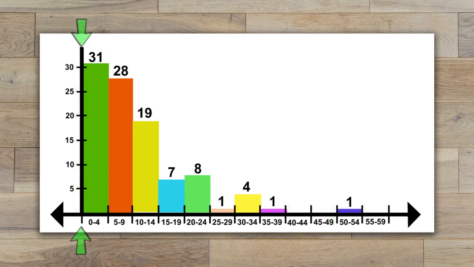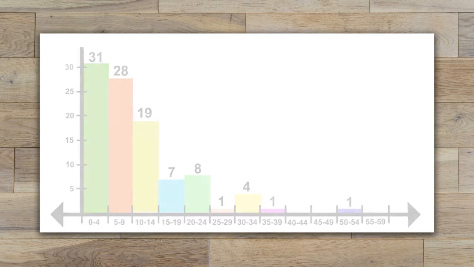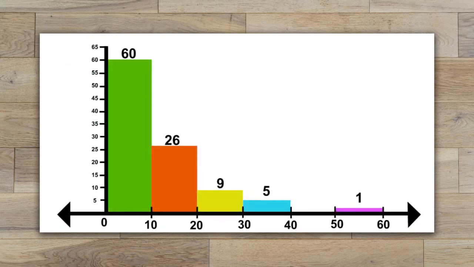The scale can be found on the vertical axis. On this histogram, the scale is counting by 5s. We can figure out how many data points were used to create this histogram by adding up the numbers represented by each bin. Sometimes histogram intervals are labeled as shown in this histogram.